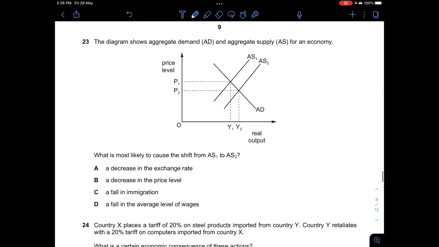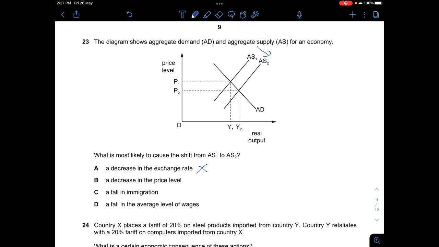Question 23, the diagram shows aggregate demand and aggregate supply for an economy. So AS1 moves to AS2, so it's a shift to the right. And what is most likely to cause a shift from AS1 to AS2? A says a decrease in the exchange rate, which is wrong, because if it's a decrease in the exchange rate, that means the demand curve shifts to the right. But here the supply curve shifts to the right, so it's not the AD curve that shifts. So A is not correct.